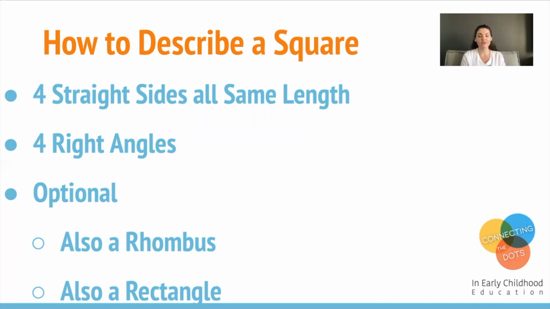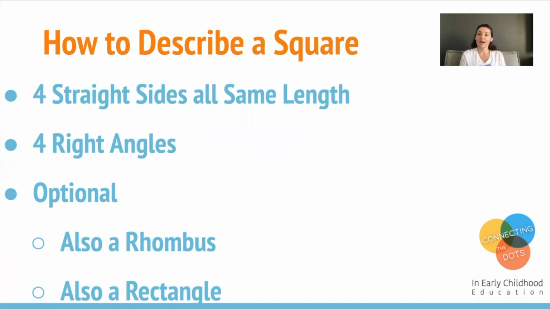And yes, a right angle is definitely a concept we can teach to a young child. We'll talk more about that in a minute. So a square has to have 4 straight sides that are all the same length, 4 right angles, and of course it can't have any holes.